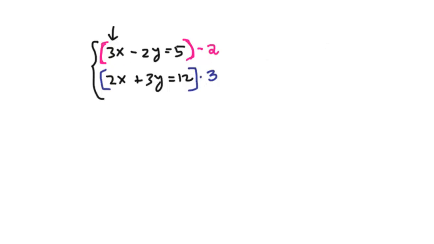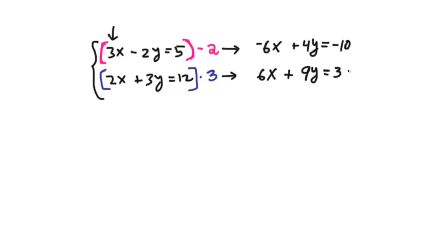So let's rewrite the two equations after you complete the multiplication. The first equation is now negative 6x plus 4y, because negative 2 times a negative 2 becomes a positive. And that's equal to negative 2 times 5, that's negative 10. Now the second equation becomes 3 times 2, which is 6x. For the y, we have 3 and 3y, so that's positive 9y. And the last thing, 3 times 12, which is 36.